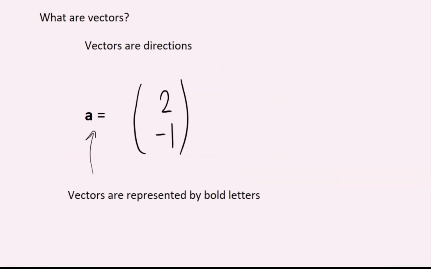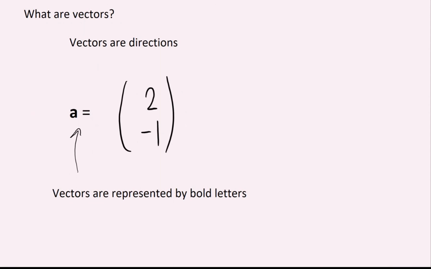So there's a couple of vectors. Typically vectors are represented by bold letters, to tell them apart from simple like terms or expressions. So again, the top number tells you how far you go left or right. If it's positive you go right, if it's negative you go left, and your bottom number tells you how far you go up or down. Positive for up, negative for down. So this vector tells you go 2 to the right, and then go 1 down.